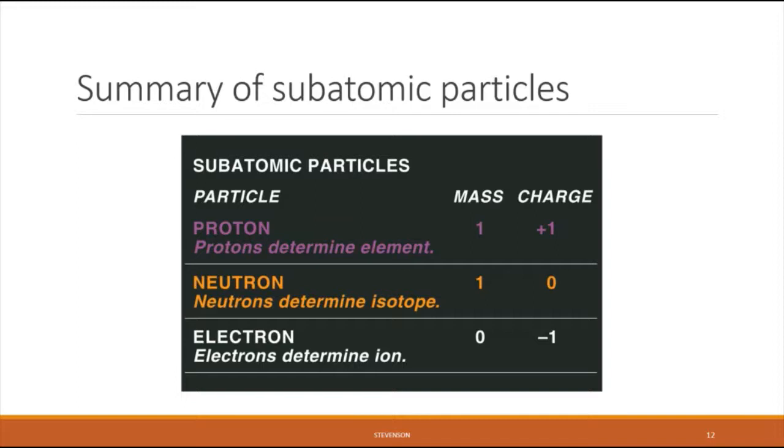So this chart right here summarizes things nicely. 3 different subatomic particles, protons, neutrons, and electrons. Protons have a mass of 1 and an electrical charge of +1. Neutrons have a mass of 1 but no electrical charge. And electrons have no mass but an electrical charge of -1.